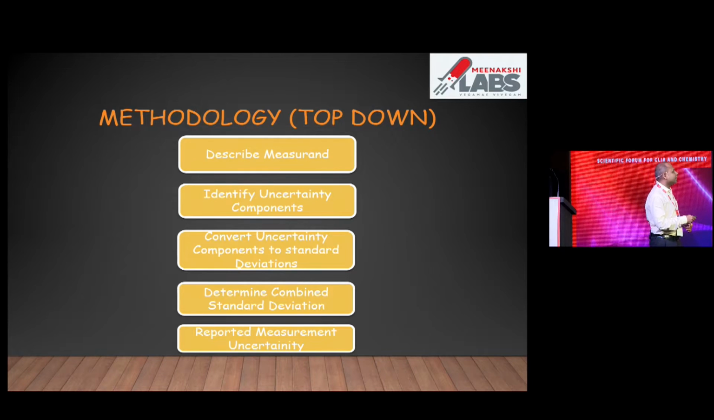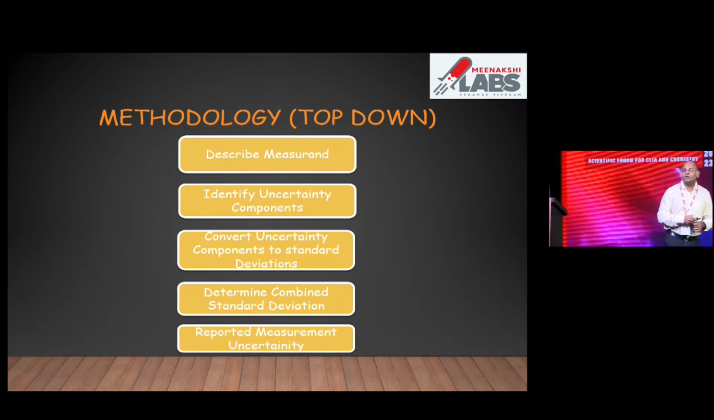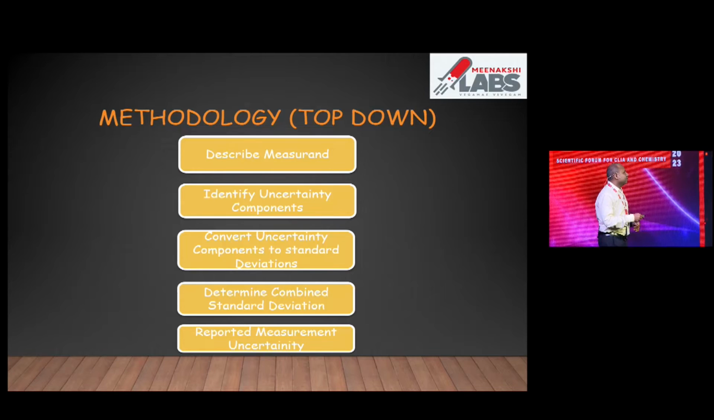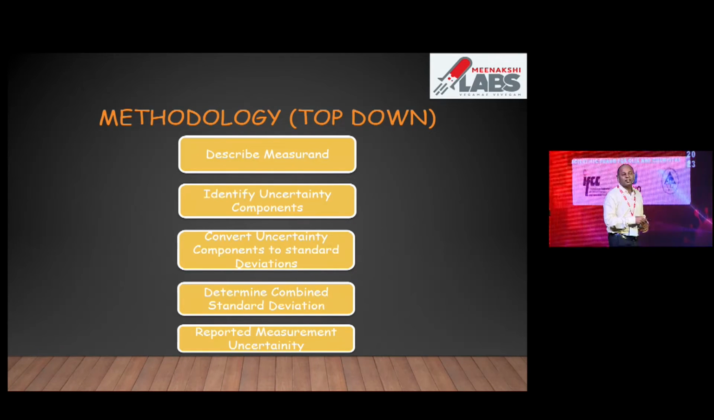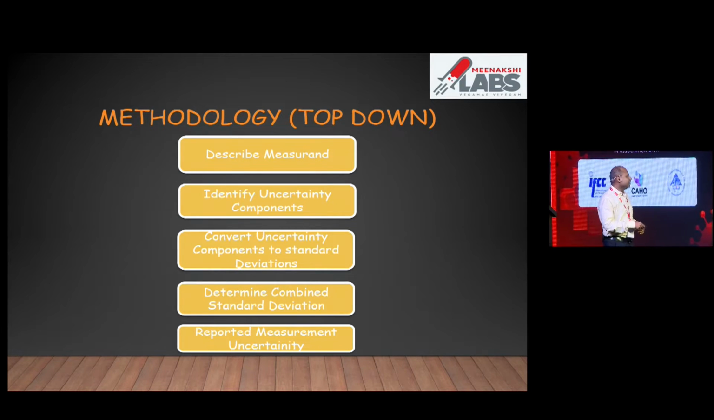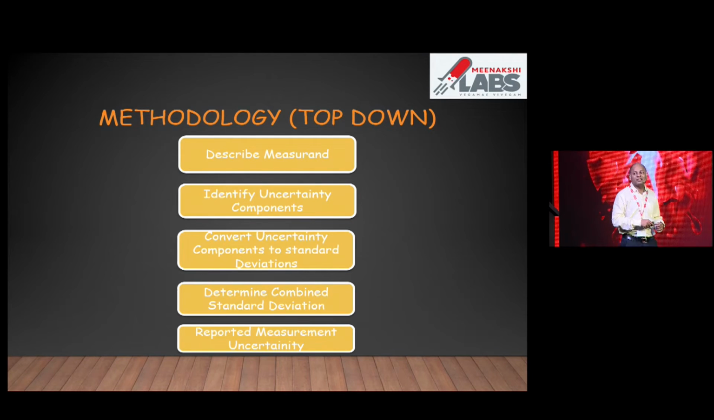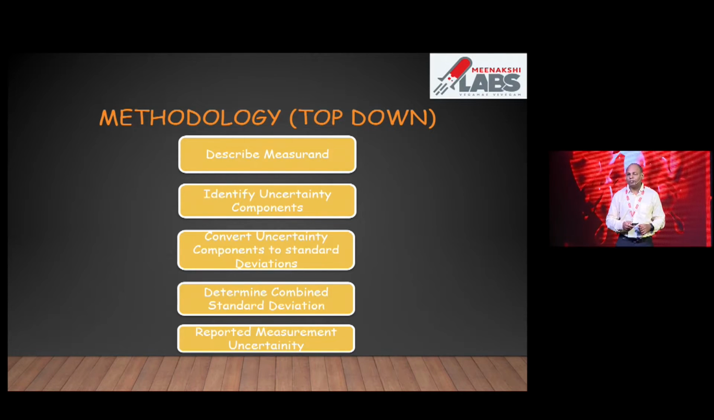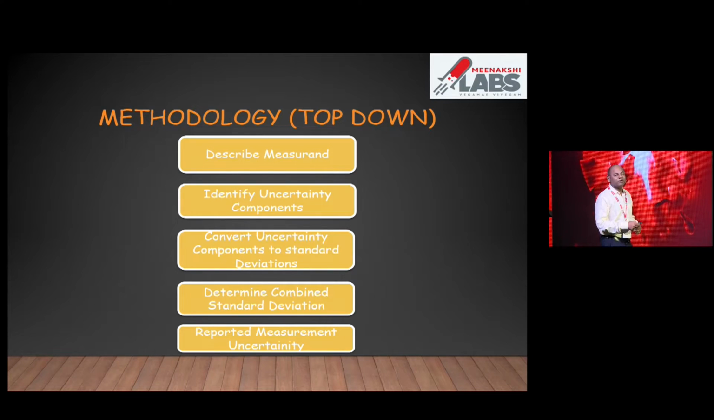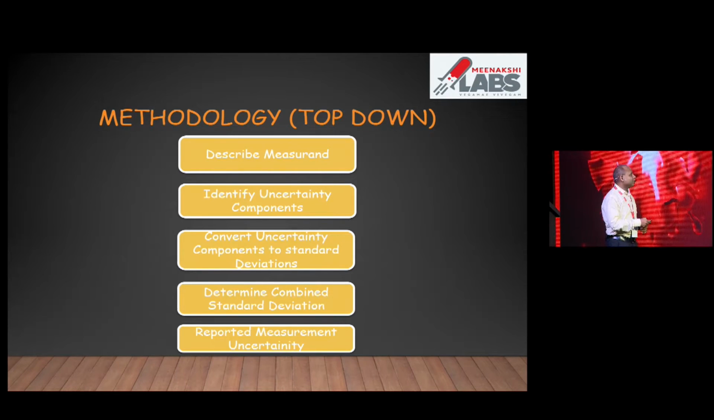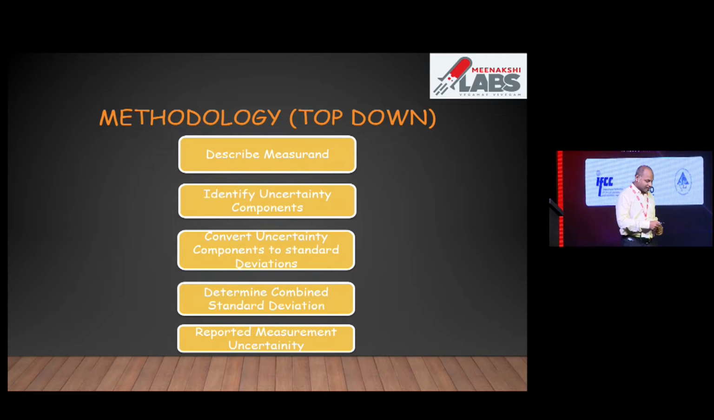First of all, you have to describe the measurand, which is your measurand of interest. Then identify the sources of uncertainty from each component. Then you have to convert these uncertainty components to standard deviations. Then you have to determine the combined standard deviation. And finally, you have to report the measurement uncertainty of the procedure. So these are Type A evaluations, where you have to carry out a number of statistical analyses to arrive at a conclusion of your measurement uncertainty.